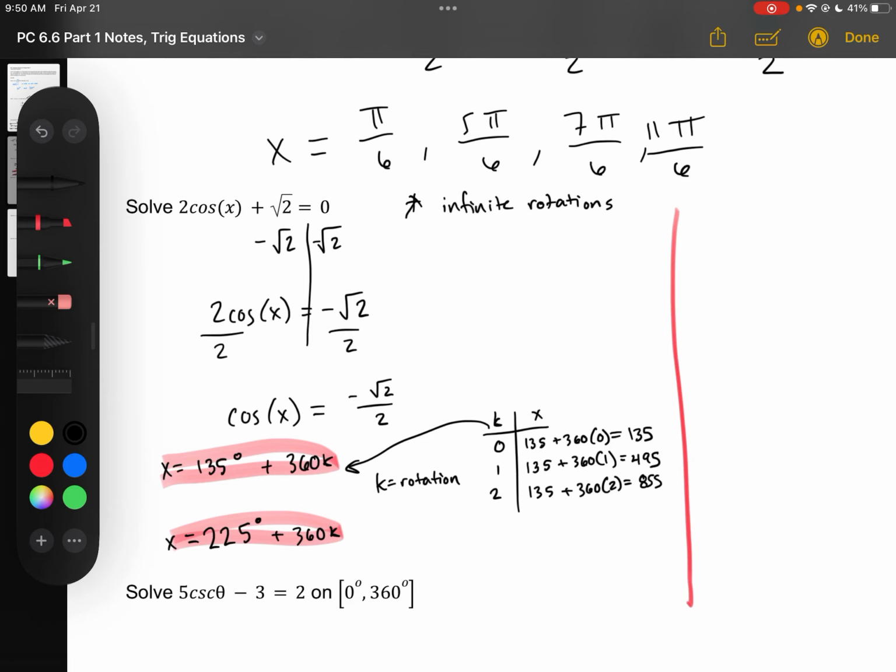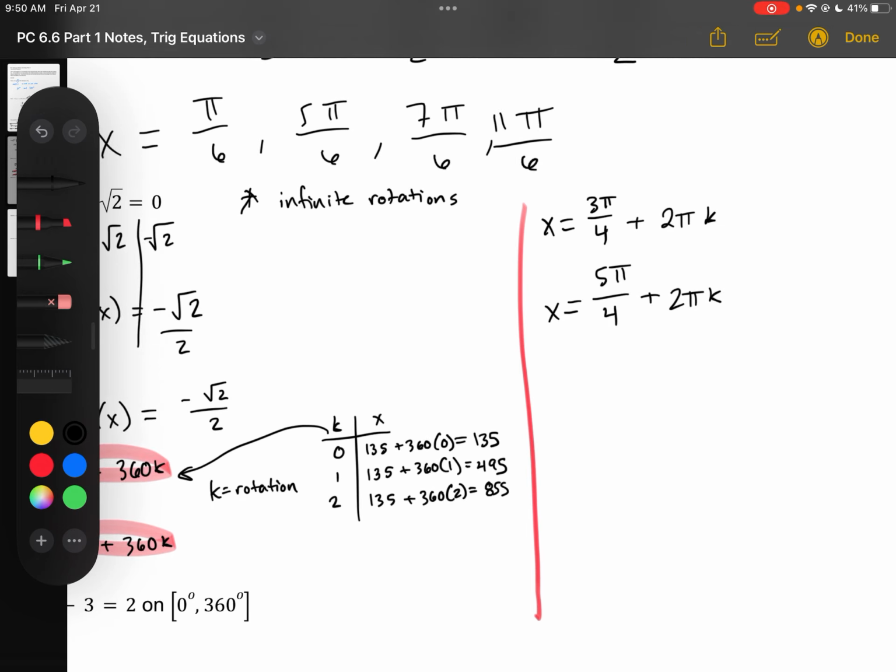I do want to make sure that we do an example in radians. So instead of 135 and 225, we could also say that x is equal to 3 pi over 4, and x is equal to 5 pi over 4. When we're doing our rotations, instead of adding 360 times k, a full rotation in radians is 2 pi. So it'd be 2 pi times k for each of these. Each time you go around the circle, you add an additional 2 pi to your term. So you do the same thing.